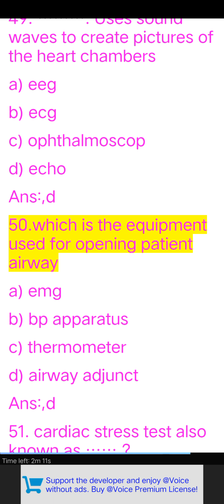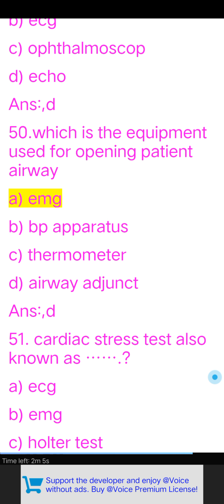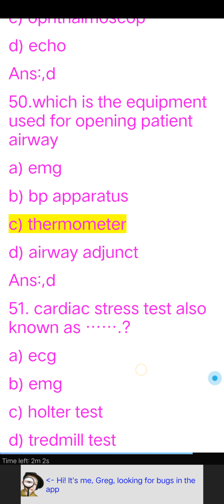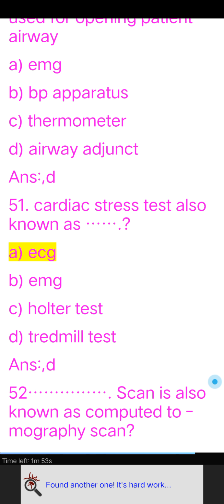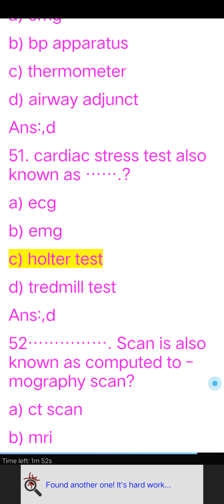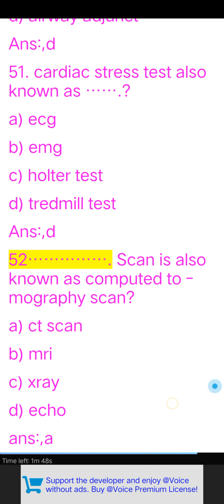Answer: D. 50. Which is the equipment used for opening patient airway? A. EMG. B. BP apparatus. C. Thermometer. D. Airway adjunct. Answer: D. 51. Cardiac stress test also known as A. ECG. B. EMG. C. Holter test. D. Treadmill test.